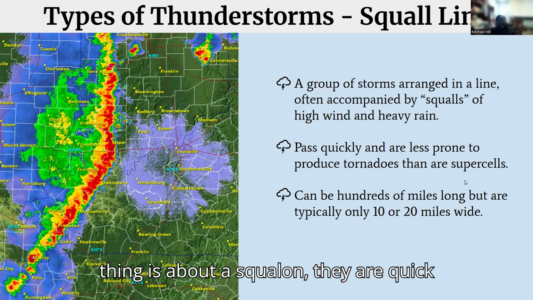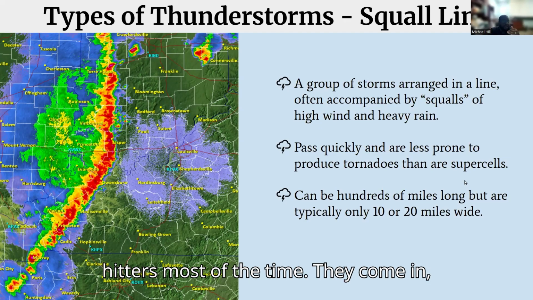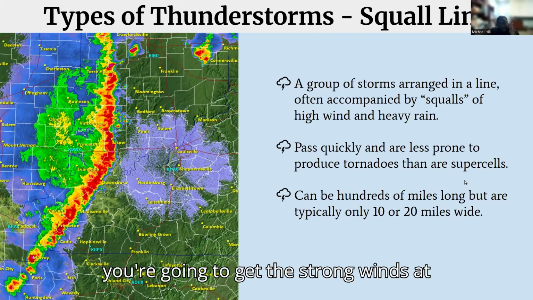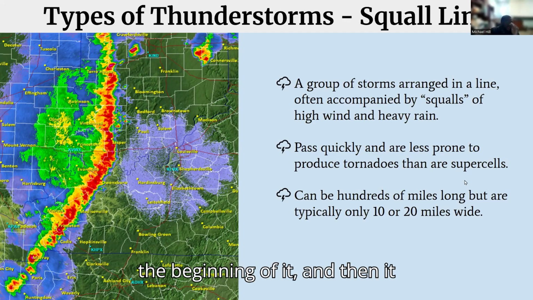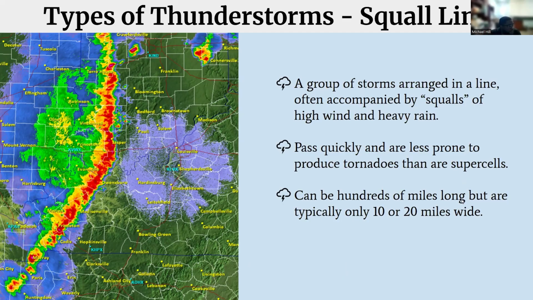So the thing about a squall line, they are quick hitters most of the time. They come in, you're going to get the strong winds at the beginning of it, and then it starts to wind down and it's over pretty soon. Okay.